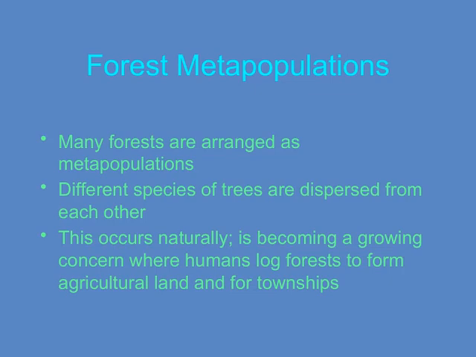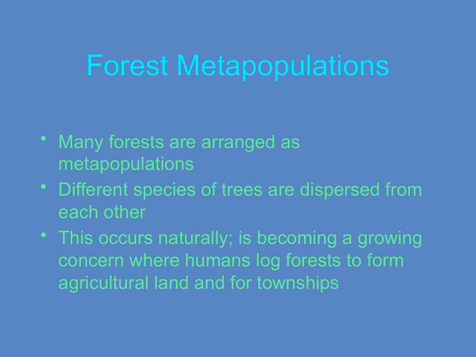Today, I want to talk about forest metapopulations. Many forests are actually arranged as metapopulations, which means they consist of separate patches or groups of trees that are interconnected in some way. Different species of trees are dispersed from each other across these patches, creating a mosaic of forest areas. This natural arrangement happens quite often, especially in diverse ecosystems where various species occupy different niches and habitats. However, it's important to recognize that this natural pattern is increasingly impacted by human activities.